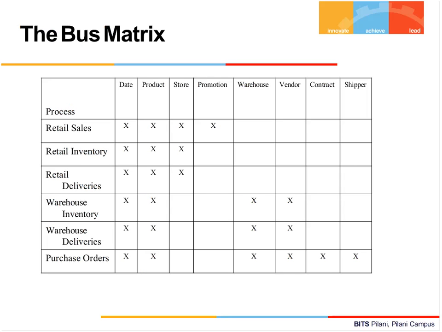I think Rajeshwari asked whether a degenerate dimension is part of the fact table. We already talked about that, and if you look at the textbook, there is a very good example there. You can go through that.